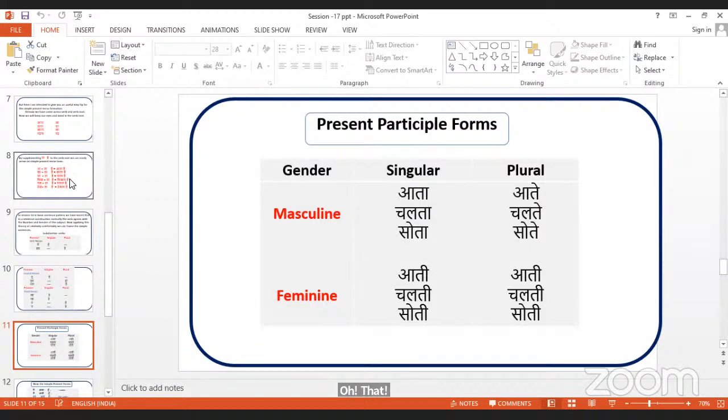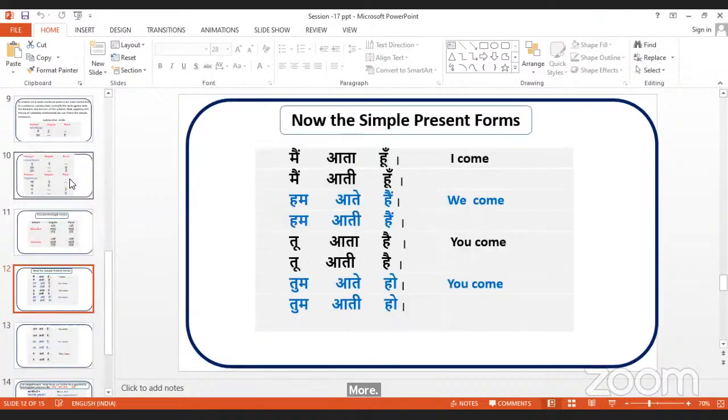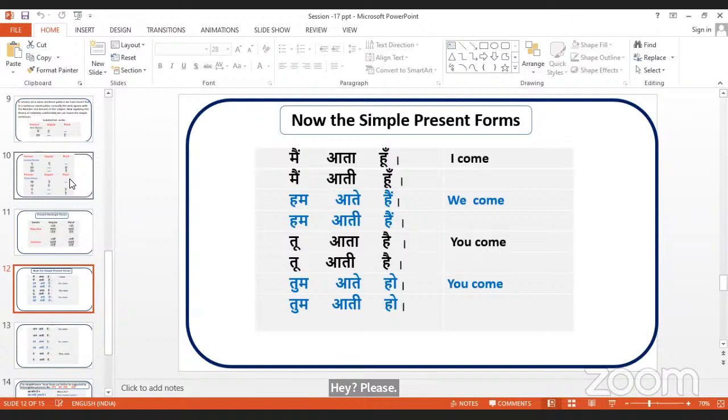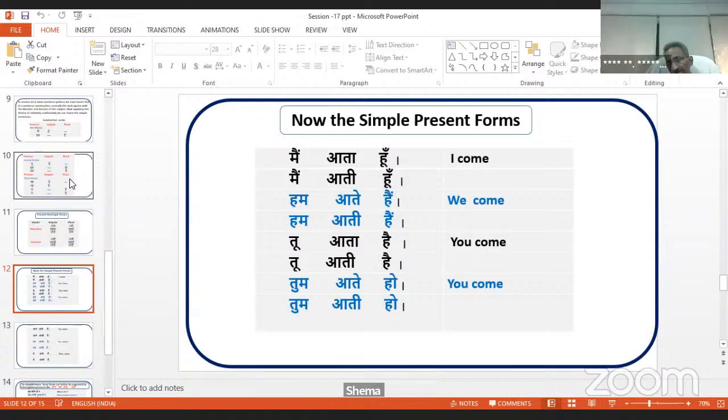So it's आता, आते, आती, चलता, चलते, चलती, सोता, सोते, सोती. So that form you have to think about. The first thing is the present participle form and then the substantive verb. So आता है, आती है, खाता है, खाती है, जाता है, जाती है. You got the idea. Now we will frame the full sentence, simple present tense.